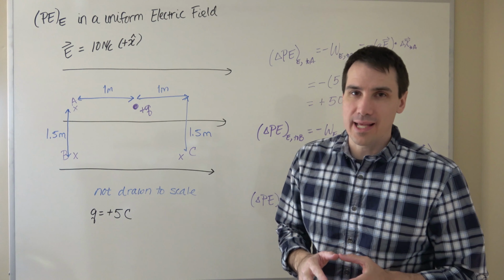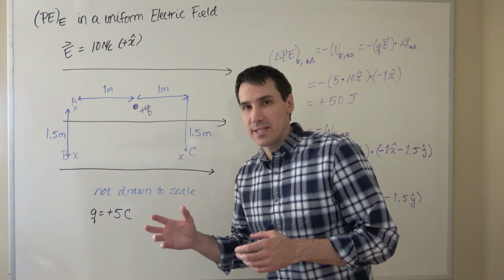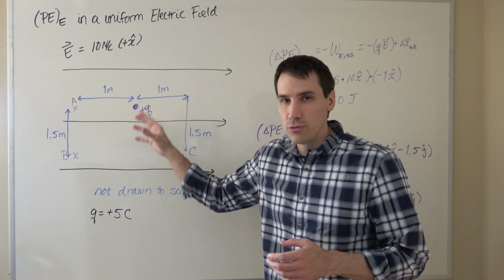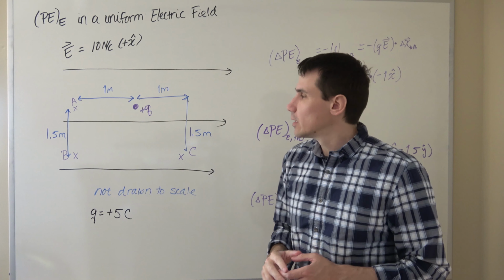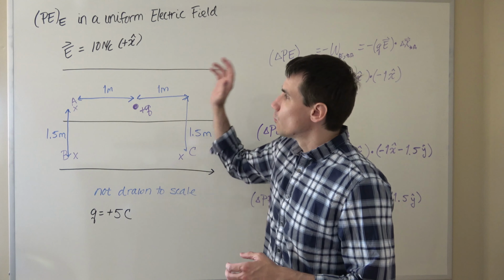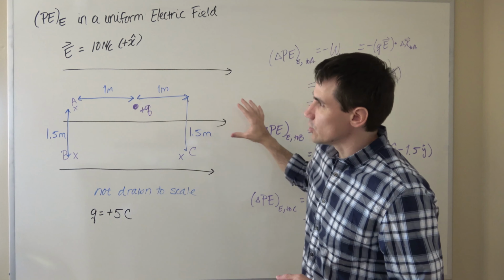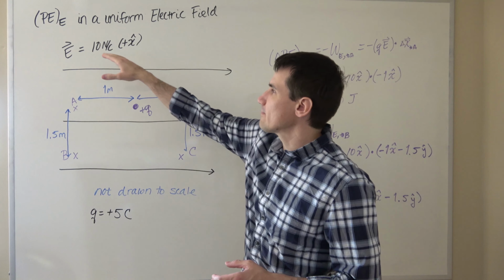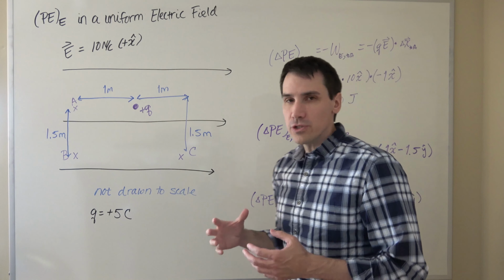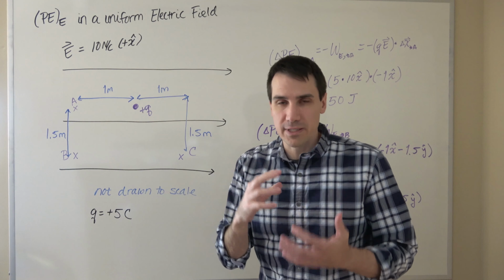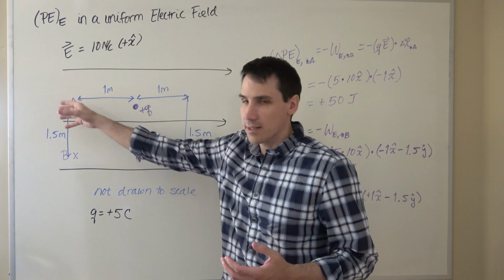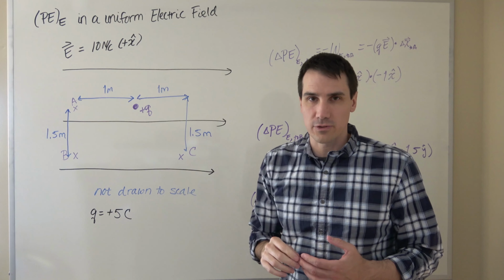Now let's look at an example of using the change in potential energy for a particle in a uniform electric field pointing to the right. So we have a charged particle here with a charge of +5 coulombs. We have an electric field that is uniform pointing to the right of a magnitude 10 newtons per coulomb. And what we want to do is calculate how much the potential energy of our charge changes as it moves to the left or to the right within this electric field.